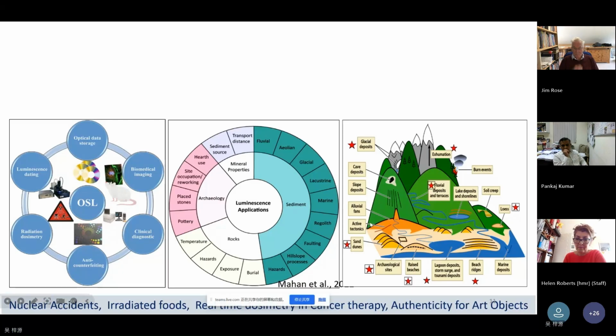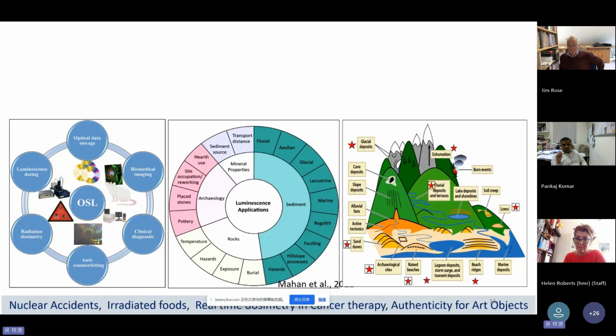Additionally, as I mentioned, you could also have nuclear accident, irradiated foods. All the food irradiation occurs for safety of food, and we can use these techniques, OSL techniques, to very quickly measure whether the food is safe to consume or not. And OSL is used routinely nowadays for such measurements.